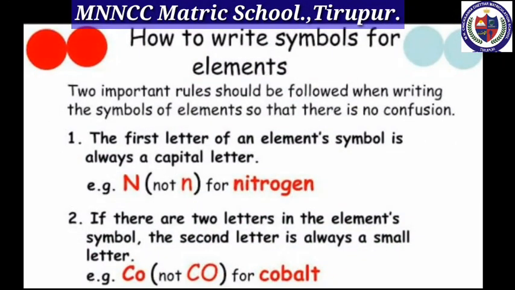Two important rules should be followed when writing the symbols of elements so that there is no confusion. Number 1, the first letter of an element symbol is always a capital letter. For example, capital N for nitrogen, not small n. Number 2, if there are two letters in the element symbol, the second letter is always a small letter. For example, Co for cobalt, not capital C, capital O.